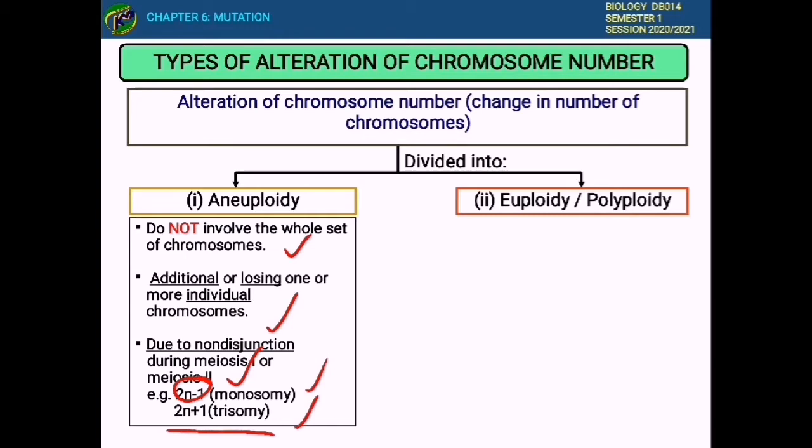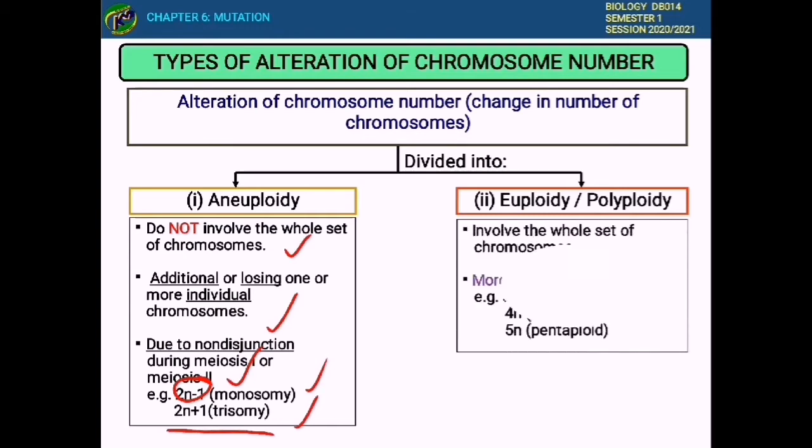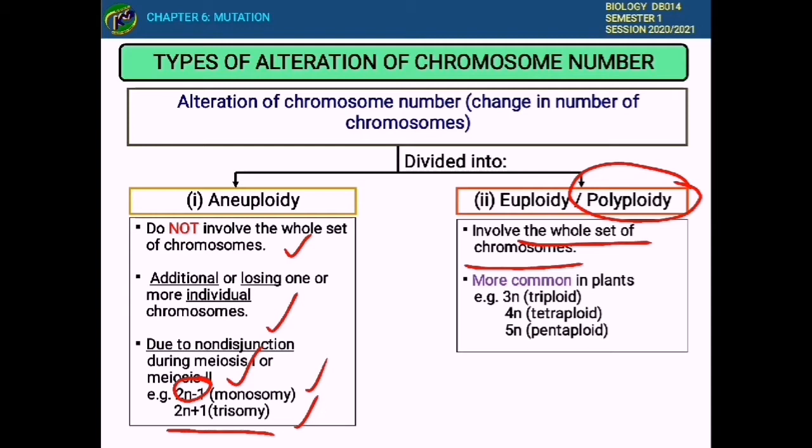Euploidy or polyploidy involves the whole sets of chromosome. Polyploidy commonly occurs in plants. Usually humans have 2n, but if polyploidy occurs, the plants will have 3n, which is triploid, 4n tetraploid, 5n pentaploid, and the numbers go on.